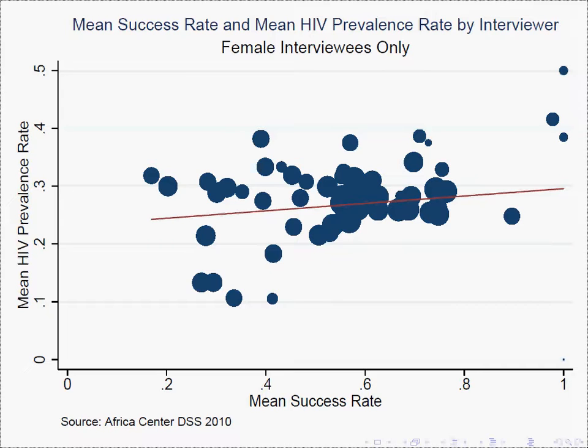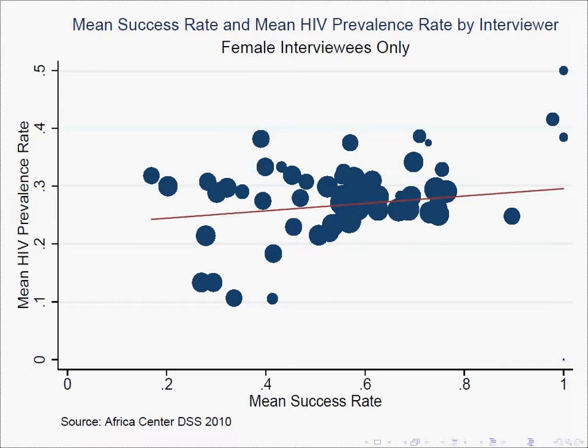So why would this be happening? If you buy the assumption that interviewers are randomly allocated, the only reason this would happen is if the good interviewers manage to persuade the people who would ordinarily refuse into testing, and those people who would ordinarily refuse have higher rates of HIV prevalence. So essentially our estimate of selection bias is the difference between the HIV prevalence estimate for the bad interviewers and the HIV prevalence estimate for the good interviewers. So basically 30% versus 25%. Now this is just a simple scatter plot. We need to model this formally, which is what I'll do when I show you the regression table.